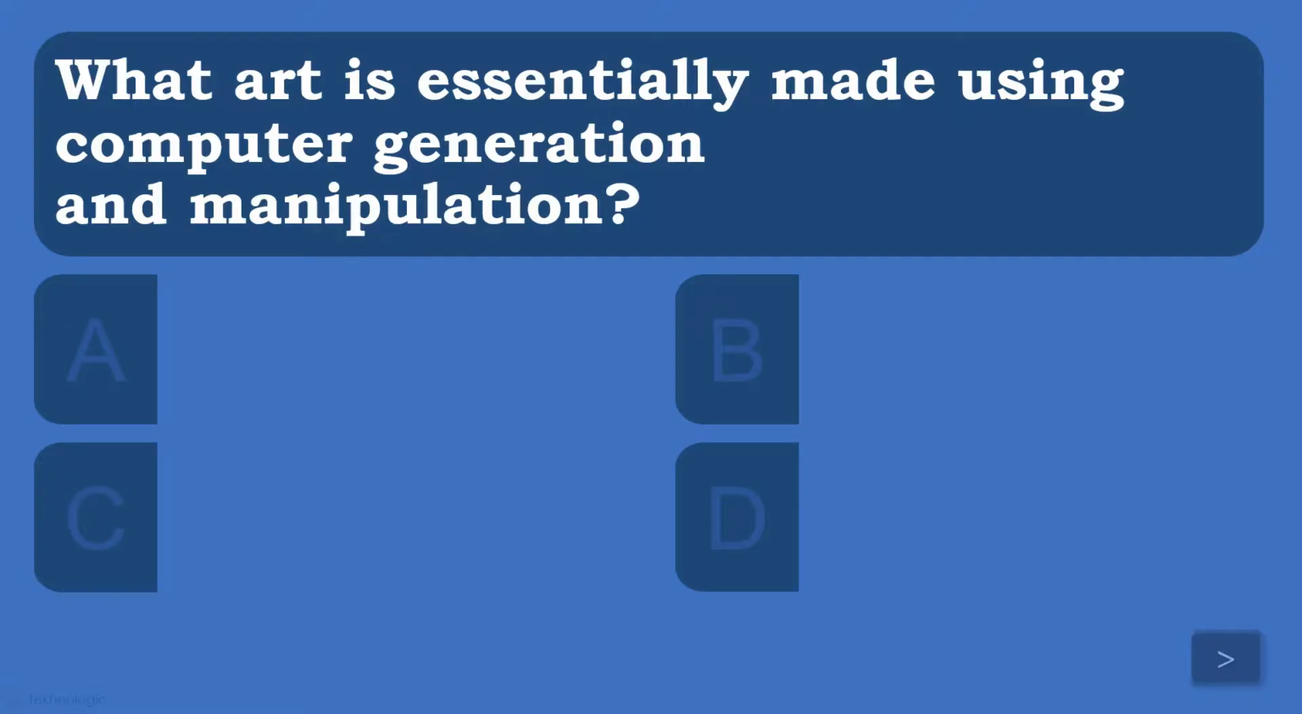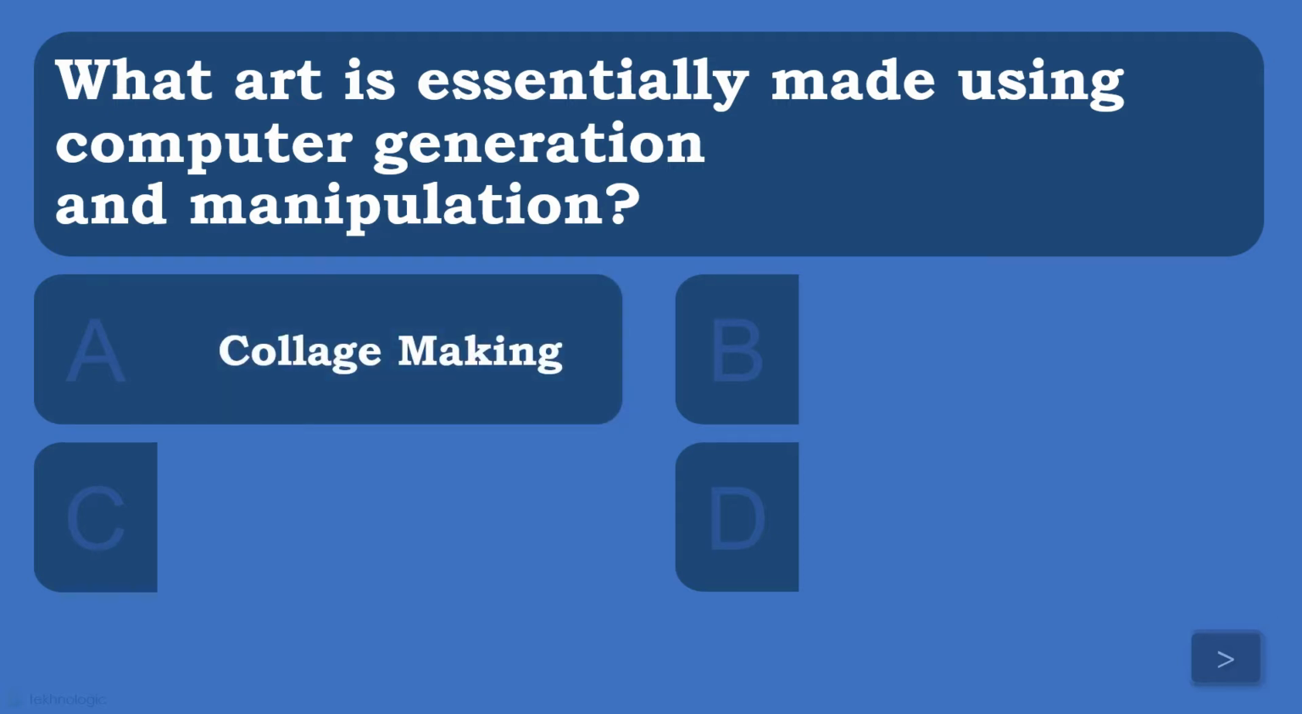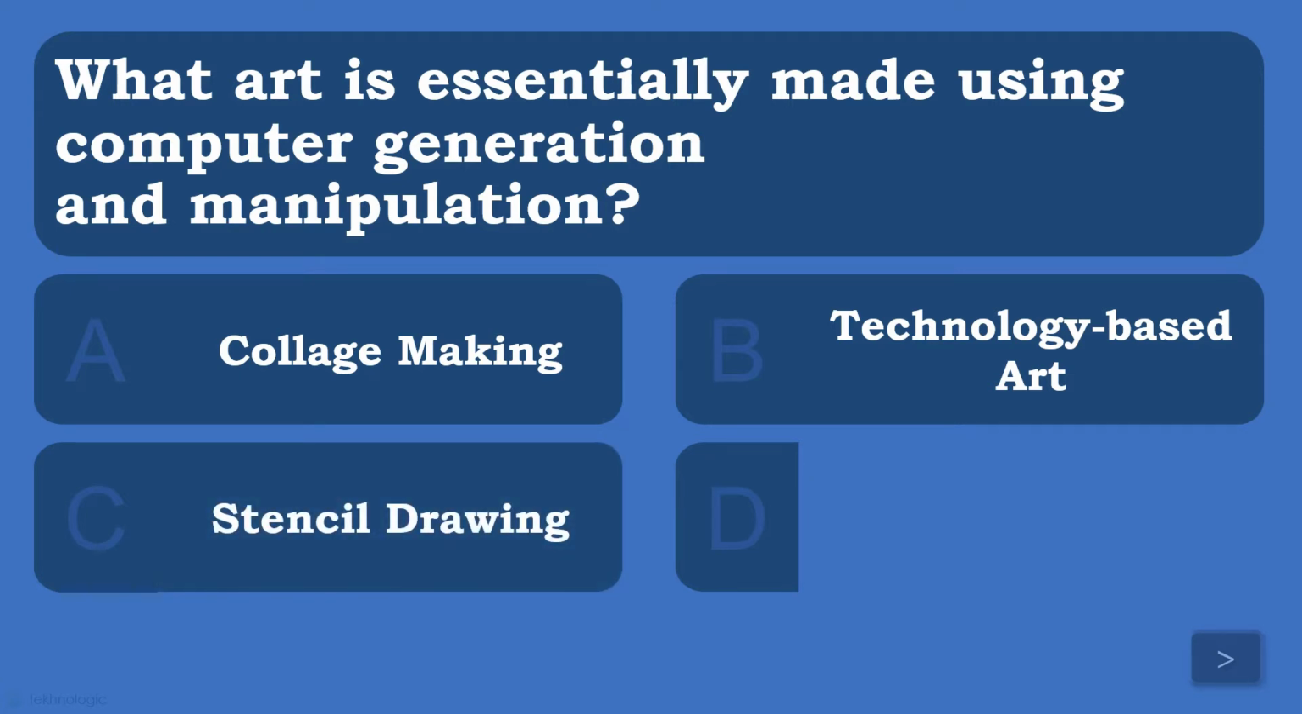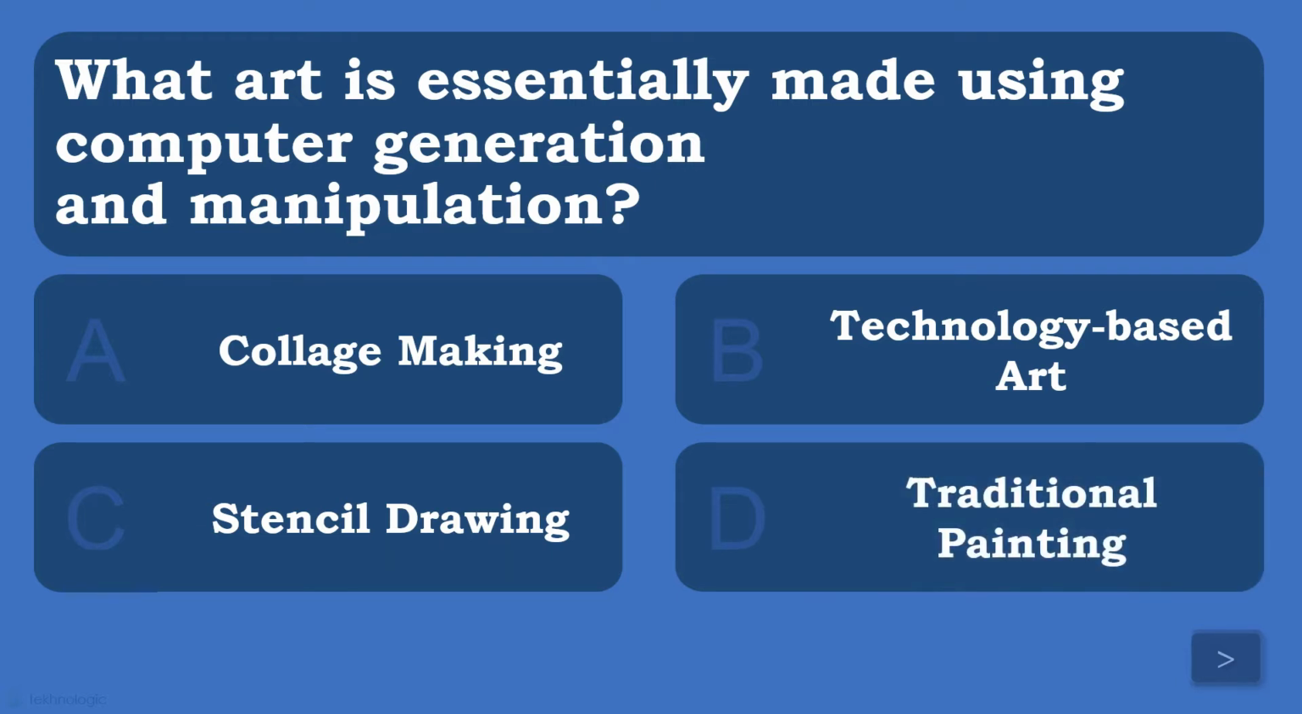Good. Number 1. What art is essentially made during computer generation and manipulation? A. Collage making. B. Technology-based art. C. Stencil drawing. And D. Traditional painting. Correct. Technology-based art.